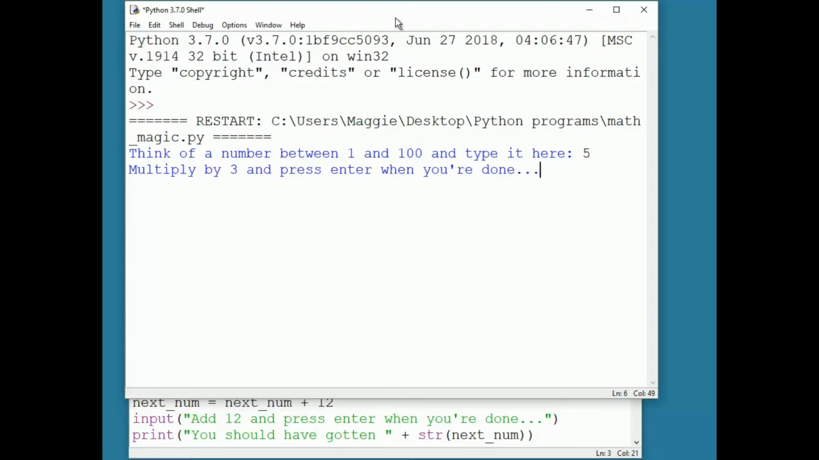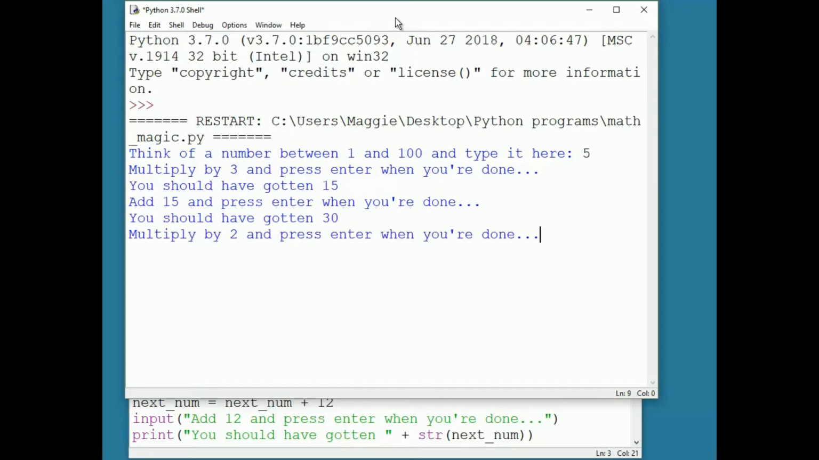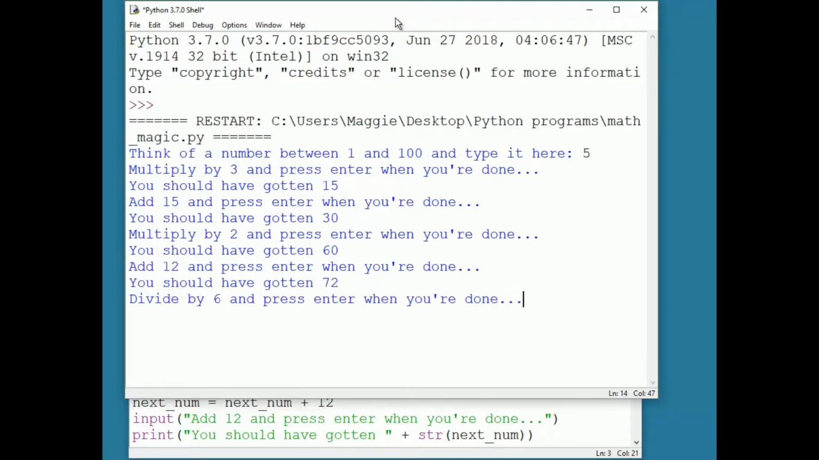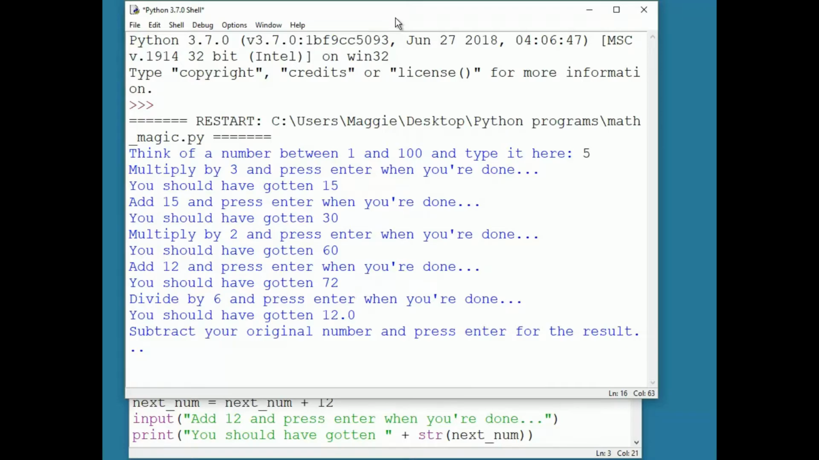Now the program tells me to multiply it by 3 and press enter, so I get 15, and I'll press enter and it tells me 15. Now I'm instructed to add 15, I get 30, press enter, and the program confirms the result. Now I'm instructed to multiply by 2. I get 60. Press enter, and that is confirmed. Now add 12. I get 72. Press enter, and that result is confirmed. Divide by 6. I get 12. Press enter, and that is confirmed.